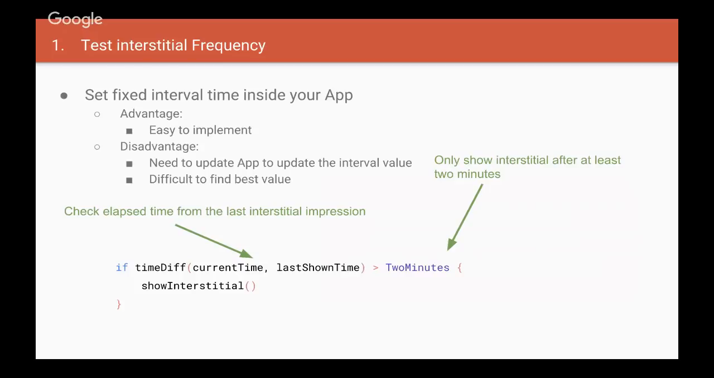Okay, so there are a few ways you can control the interstitial frequency. The first is that you can set a fixed interval time inside your app by using the code I'm showing you here. Let's say every time you want to show an interstitial, you check the last time you showed one and the current time. If the elapsed time is more than 2 minutes, you can show the interstitial. The advantage is that it's very, very easy to implement. But the disadvantage is that you need to update the app every time you want to change the interval value. And also, it's very, very difficult for you to find the best value for the interval time.